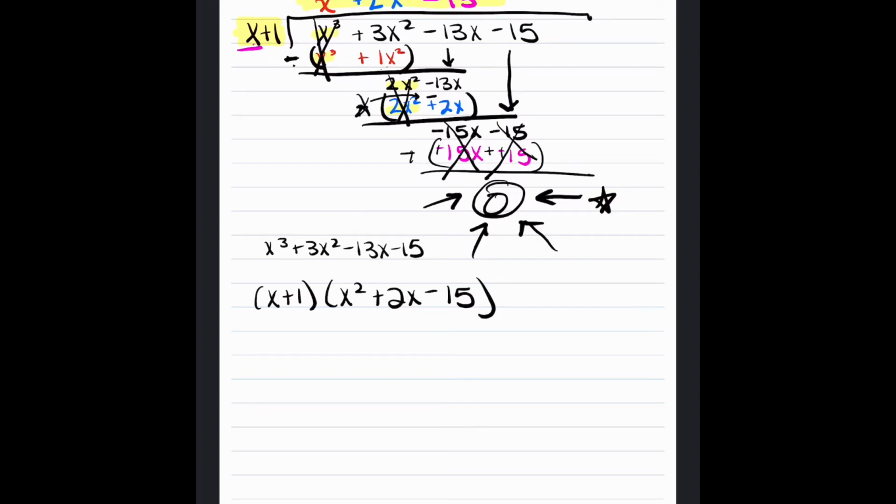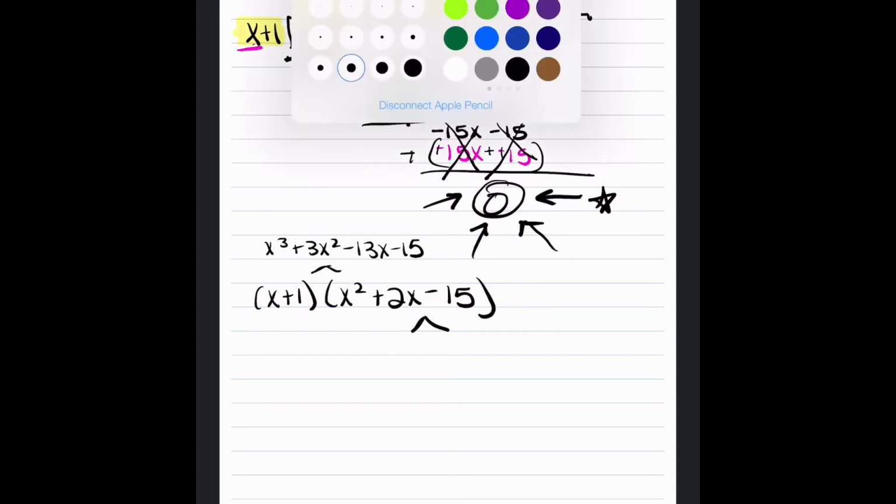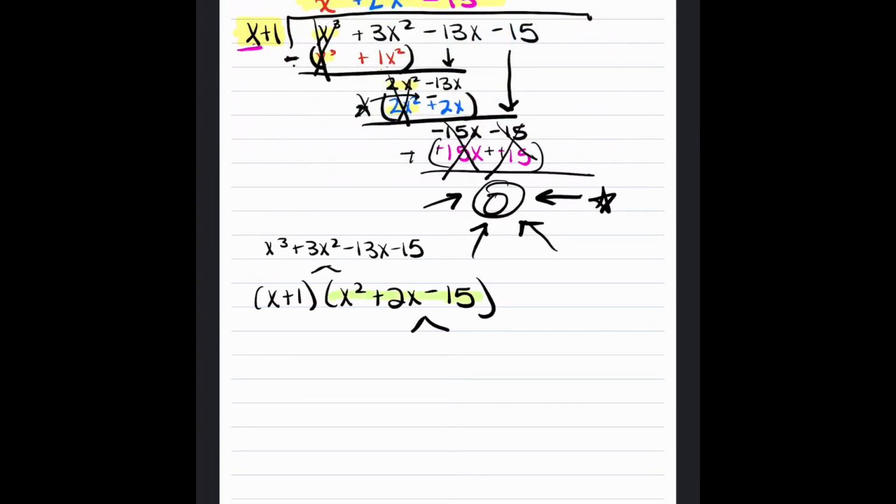We factored it down to these two, and then we can factor this second parentheses even further. So I'm going to factor the x squared plus 2x minus 15. I can do that by creating a giant X, putting the last term on top, so negative 15, and then the 2x on the bottom.